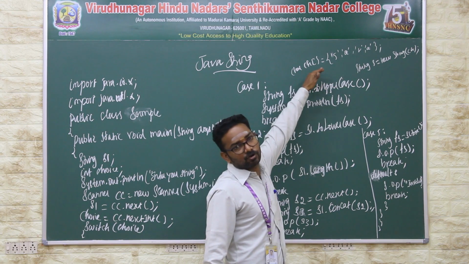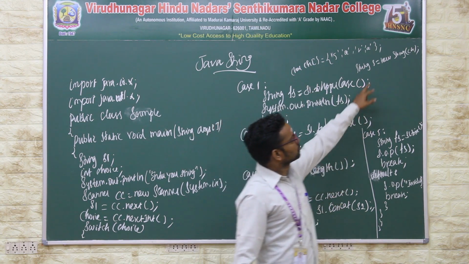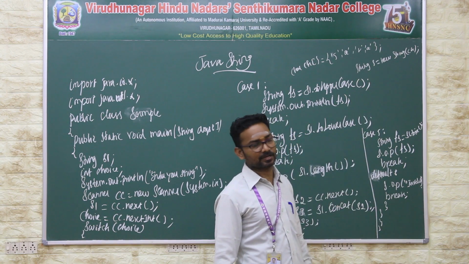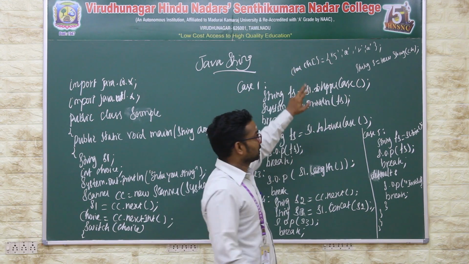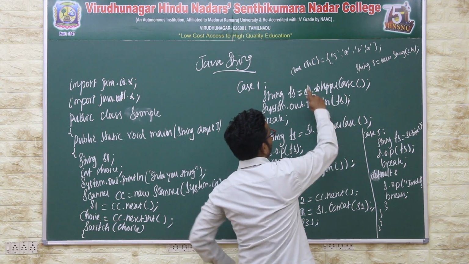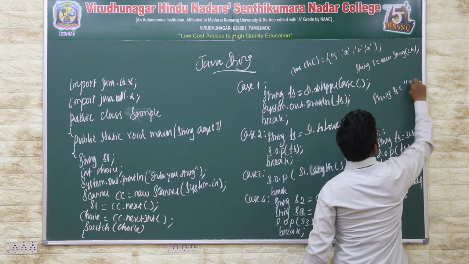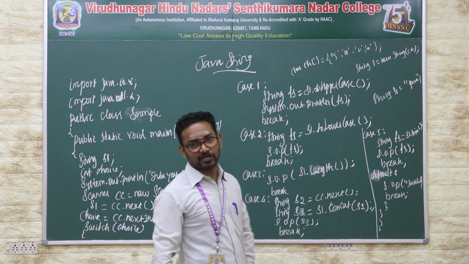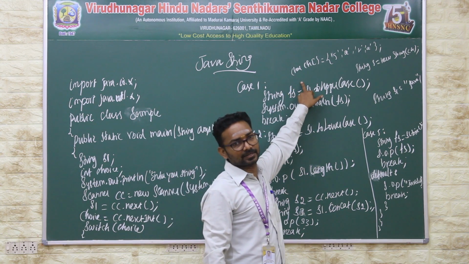This is one way of storing the string. Another is string s equal to new string char, which creates a string object. For example, this creates the array of characters. Similarly, string s1 equal to Java is used for creating a collection of characters. This array of characters is used to create a string.